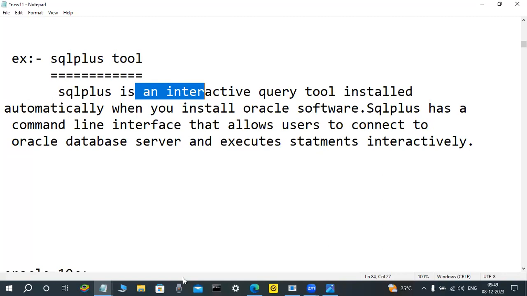that allows users to connect to the Oracle database server and then execute statements interactively.